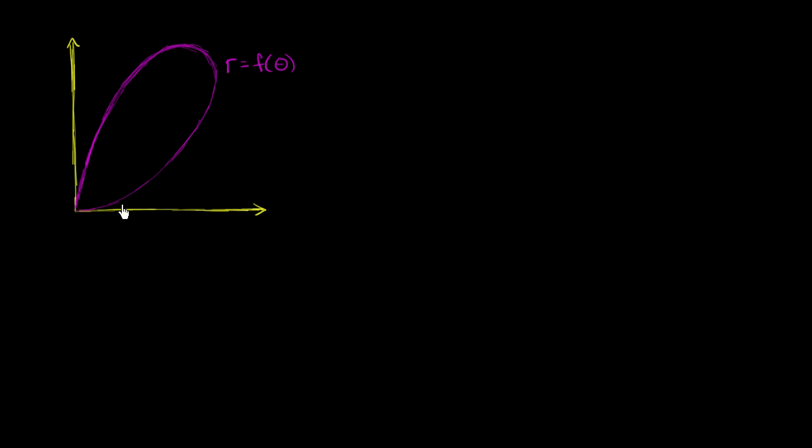What I want to do in this video is come up with the formula for the arc length of a curve that's defined in polar coordinates. So if this curve right over here is r is equal to f of theta, how do we figure out the length of this curve between two thetas?